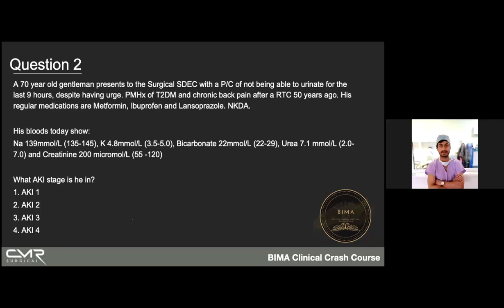AKI 2, just to go through it again, AKI 2 is when you have an increase in the serum creatinine between 2 to 2.9 from baseline, and the urine output is less than 0.5 mils per kilogram per hour for 12 hours or more. And then AKI 3 is creatinine more than 3 times, and the urine output is completely reduced, or if not, it is less than 0.3 mils per kilogram per hour for 24 hours or even longer.